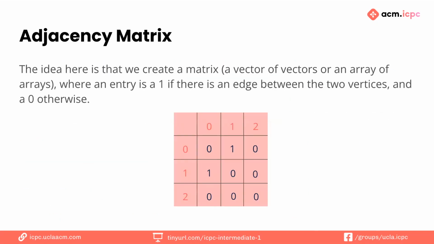So now let's talk about the other form of representation, which is adjacency matrices. So the idea here is that we create a matrix, a vector of vectors if you want, but usually just an array of arrays, as long as you know how many vertices are in your graph, where an entry in this matrix is a 1 if there's an edge between that row and that column index, and a 0 otherwise.